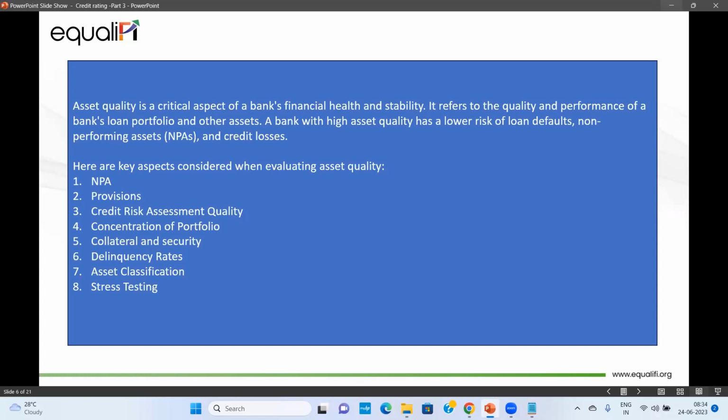The next important thing is concentration of portfolio. So what is concentration of portfolio? Any idea? I'll definitely throw some light on that, but I want some kind of input from you guys as well. What is concentration of portfolio?